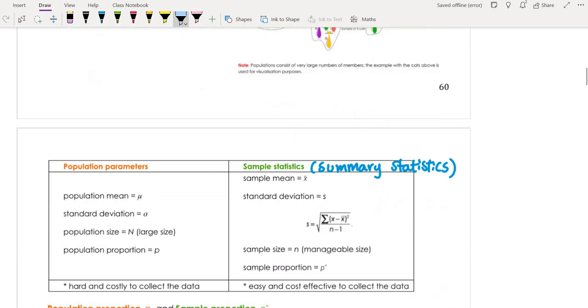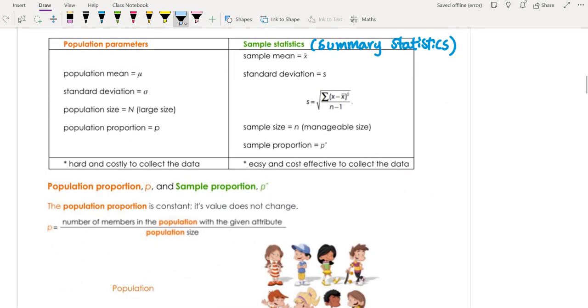Now, obviously, the upside of using a sample rather than a population is that it's easier because we're asking a smaller number of people, and more cost effective when we collect the data. For a population, the upside is that it's better, more accurate, more unbiased. However, it is harder to collect data and it is more costly as well.